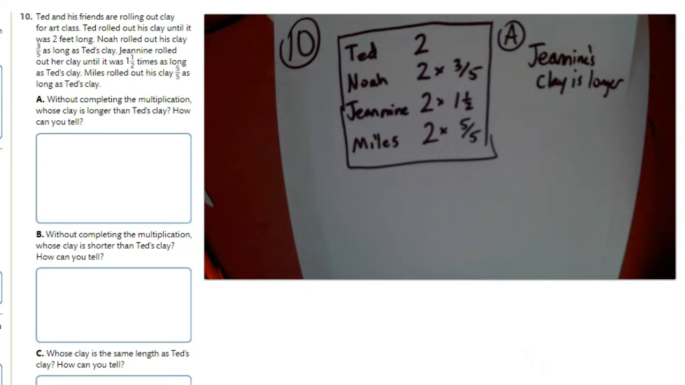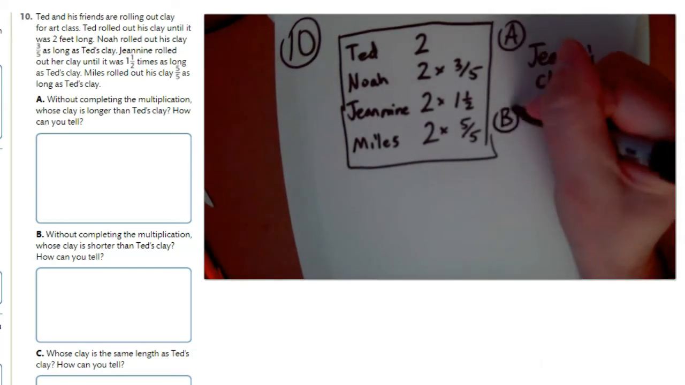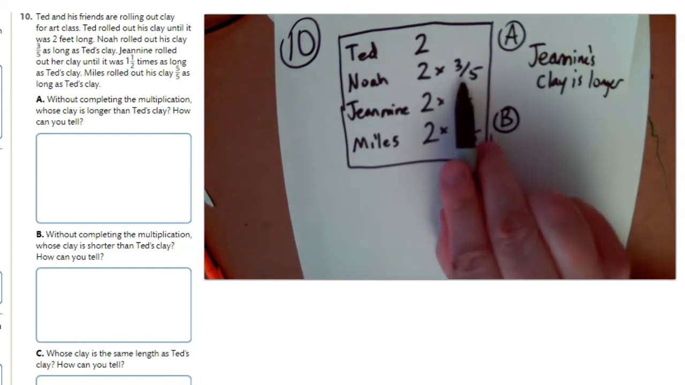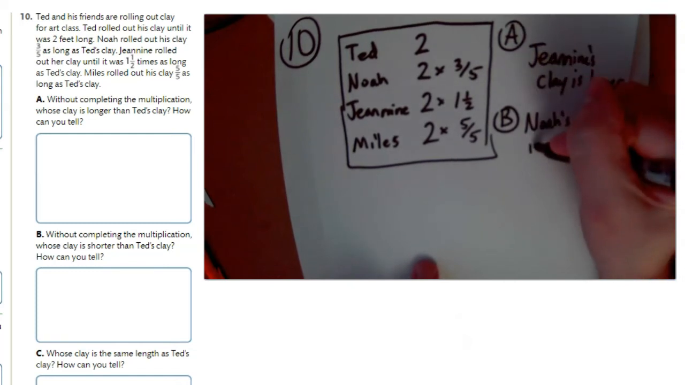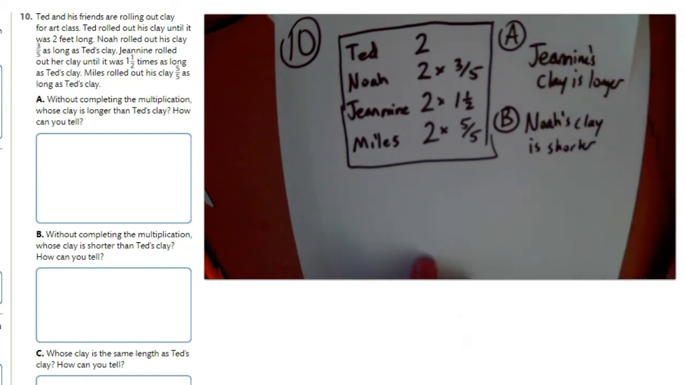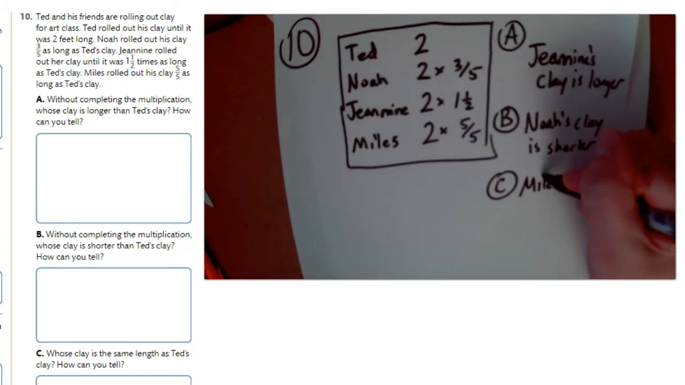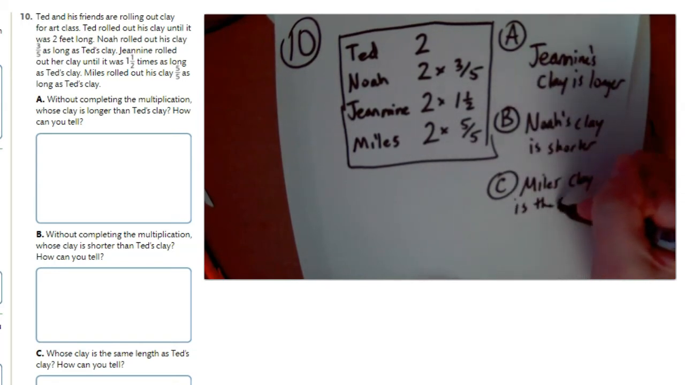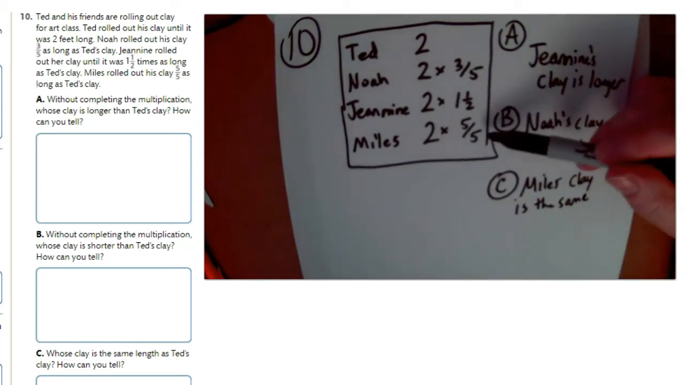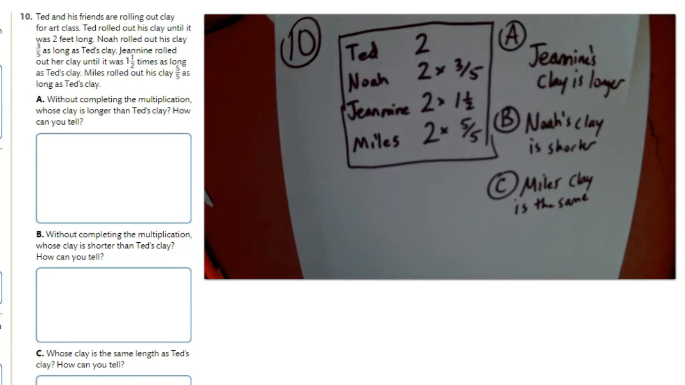For letter B, it says without completing the multiplication, whose clay is shorter? All right, no problem. I'm multiplying by a number less than 1, so Noah's clay is shorter. And then finally, letter C, you knew this was coming. Whose clay is the same length as Ted's clay? Miles's clay is the same, because we're multiplying by 5/5, which is just a form of 1.